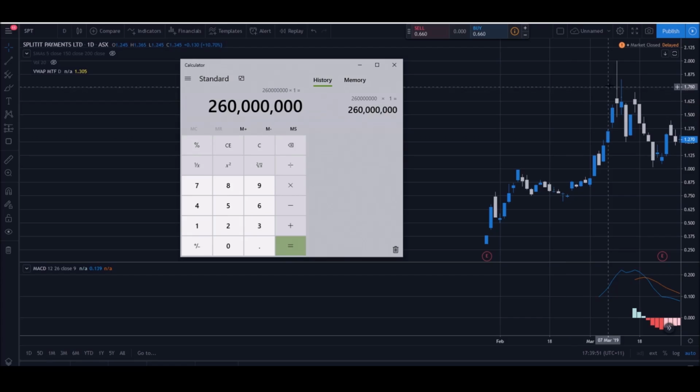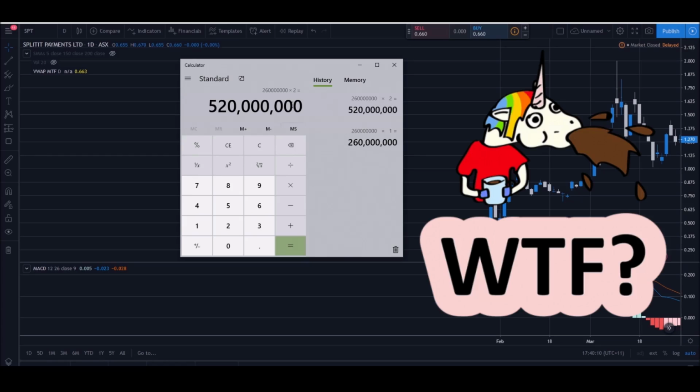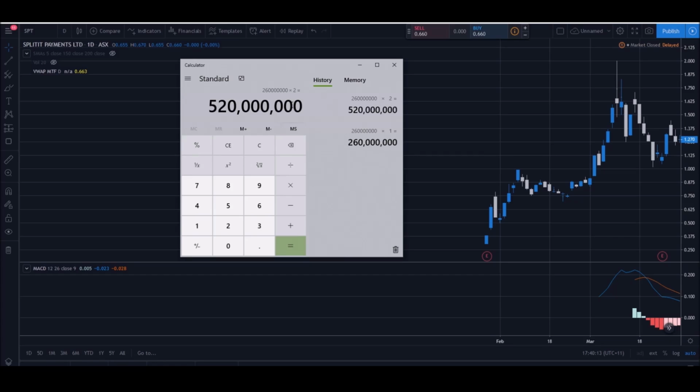And then it moved back down a little bit over time, and then it had another run up to $2. So at $2, it was $520 million. That's $500 million for a stock that IPO'd with $10 million debt, cost $1.5 million to run, and had $127,000 of profit. So they were running at roughly a $1.4 million loss per year.